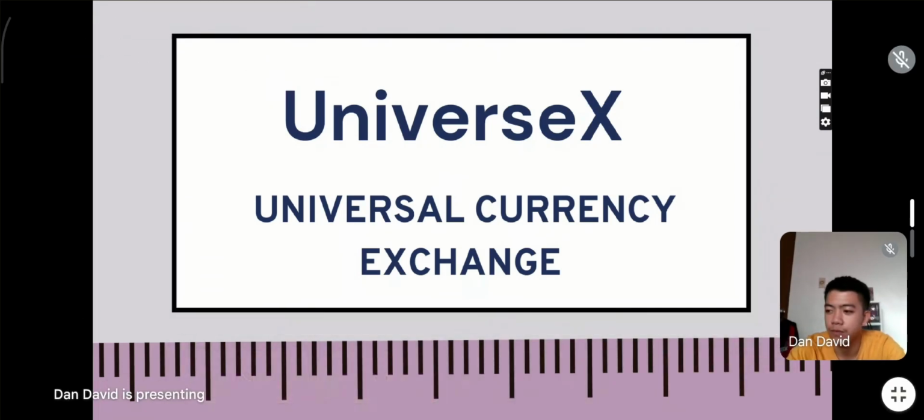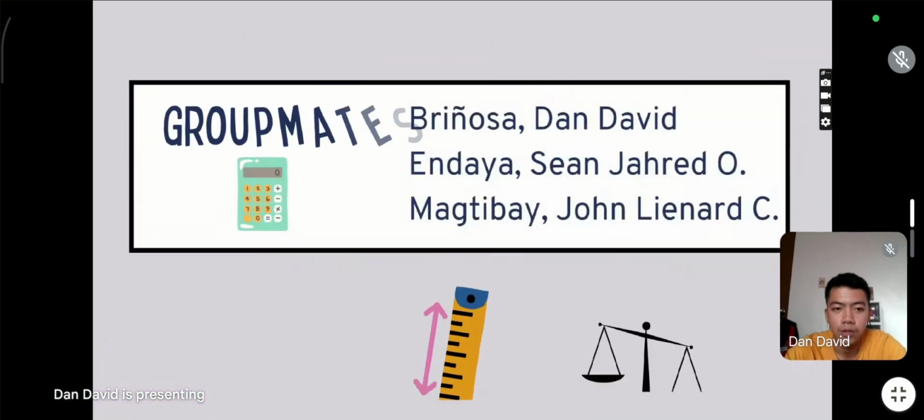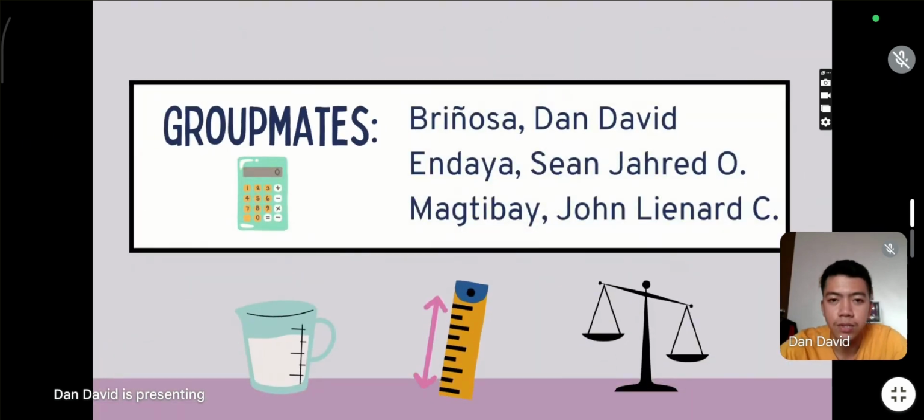So good day everyone. We are going to present our project on system architecture and system integration in architecture. Our project title is UniverseX, Universal Currency Exchange. So these are my group mates: Dan David Brunyosa, Sean Jared Endaya, and Magtibay John Leonard.